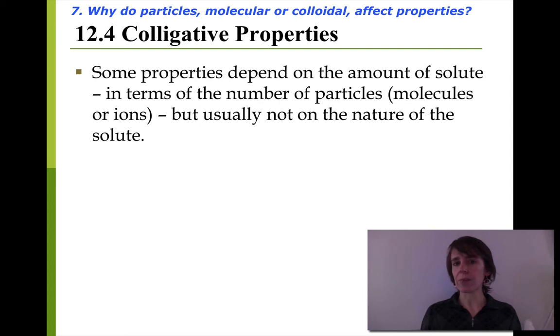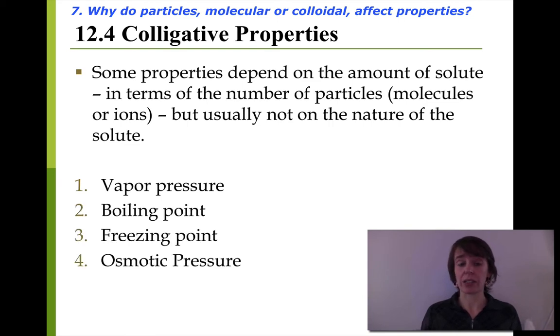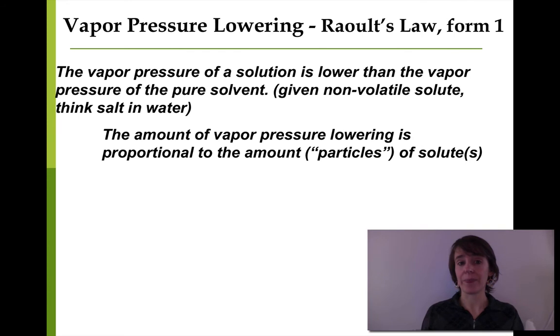So colligative properties are properties that depend on the amount of dissolved particles. Those could be molecules or ions or even colloids. It doesn't really depend on the chemical nature of those solute particles, just on how many are there. There's a number of colligative properties, but we're just going to focus on vapor pressure lowering in this video.